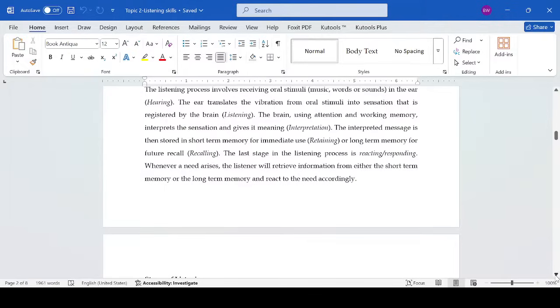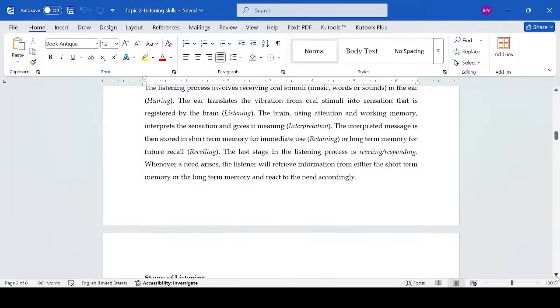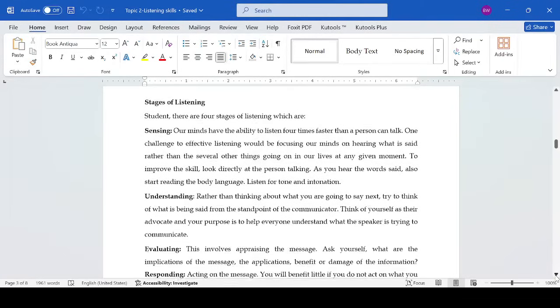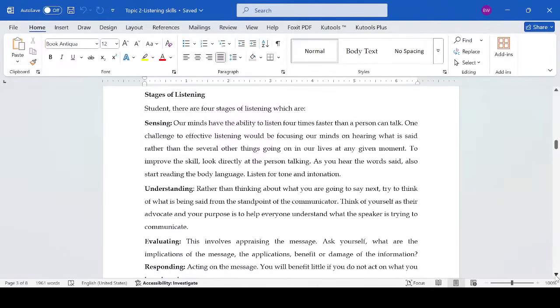The last stage in the listening process is reacting or responding or giving feedback. This is where, from the information you have received, you act accordingly. The stages of listening involve sensing. Our minds can tell the kind of sound we are hearing. We can tell that whatever sound we are hearing is the sound of a car, the sound of people in distress, the sound of people who are happy, the sound of your mother, perhaps, the sound of an old person, of a young person, of a baby. We have an ability to sense.